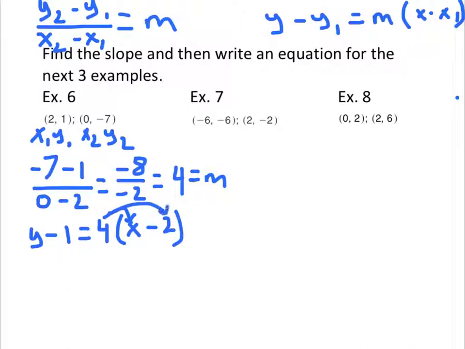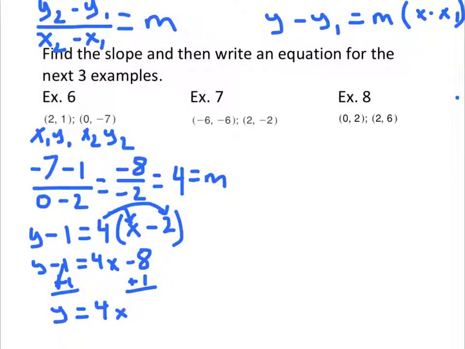Distribute. y minus 1 equals 4x minus 8. Add 1 to both sides. y equals 4x minus 7. So these are kind of time consuming, but it's alright.